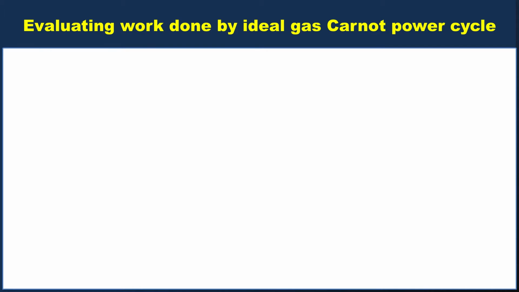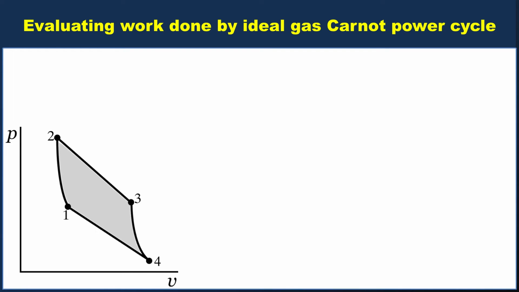Even the simplest Carnot power cycle problem is still pretty involved, so what I wanted to do was to sketch out how you would approach evaluating the work done, in this case by an ideal gas Carnot power cycle. So let's draw out the PV diagram, and remember, process 2 to 3 is isothermal at a temperature T sub H. You can tell on this diagram that it has to be the higher temperature. Process 4 to 1 must be at T sub C.